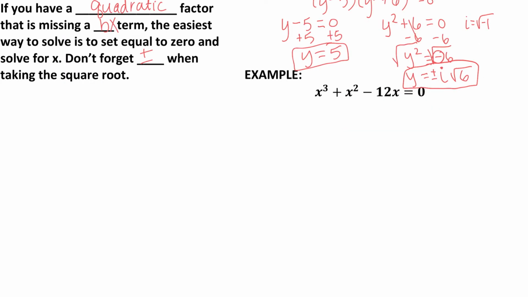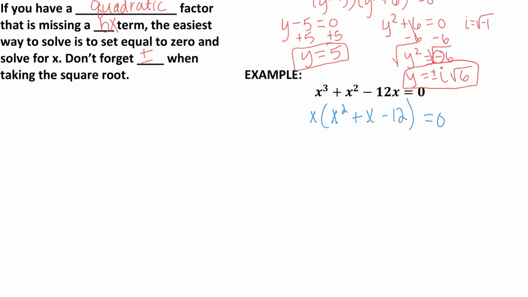All right, let's look at this next example. We have x to the third plus x squared minus 12x equals 0. It does have a GCF of x, so let's go ahead and factor that out. So we'll have x times the quantity x squared plus x minus 12 equals 0.